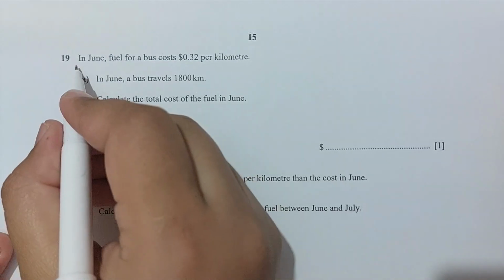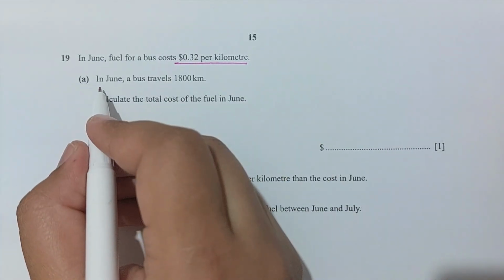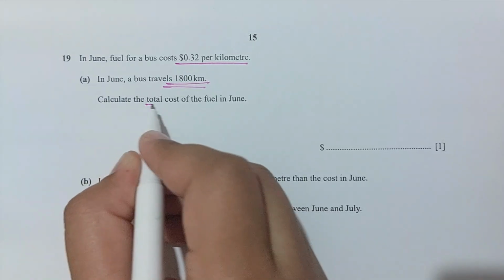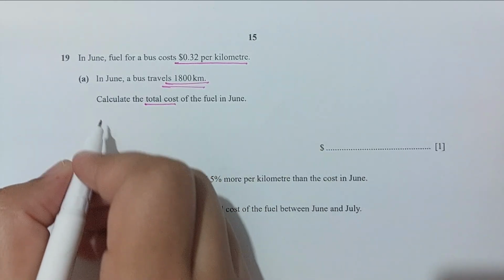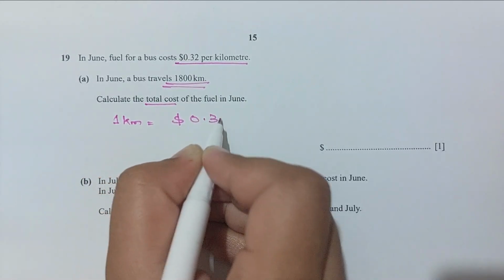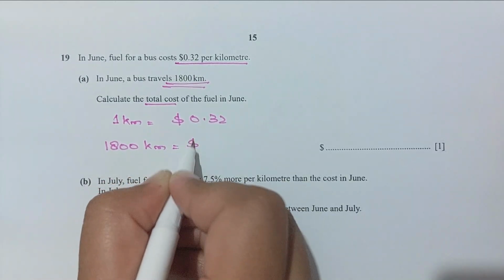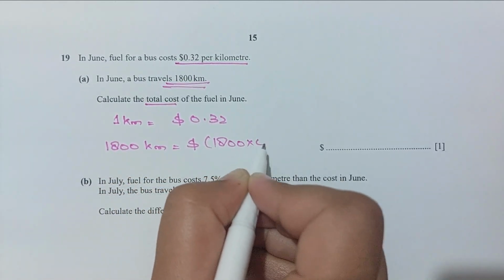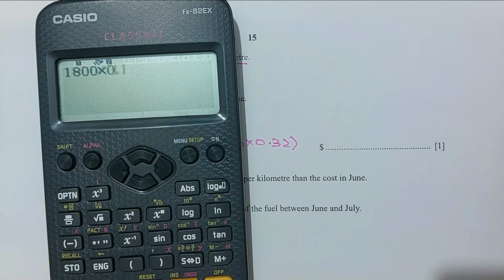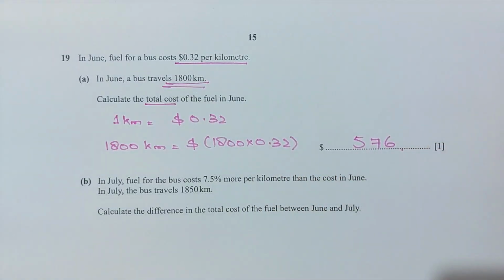Question number 19. In June, fuel for a bus cost this much per kilometer. Part A. In June, a bus traveled 1,800 kilometers. Calculate the total cost of the fuel in June. So if for 1 kilometer the cost is 0.32, what is the cost of 1,800 kilometers? This is 1,800 times 0.32. So $576 is the cost of fuel.